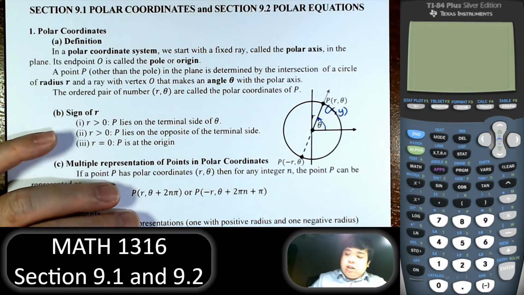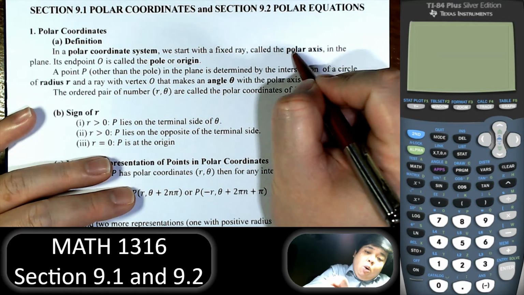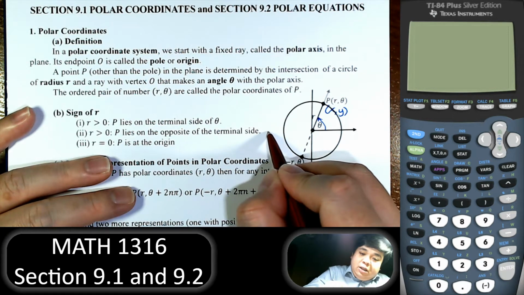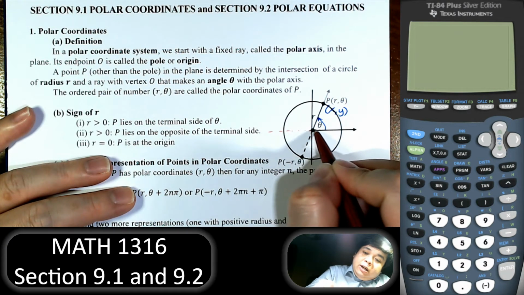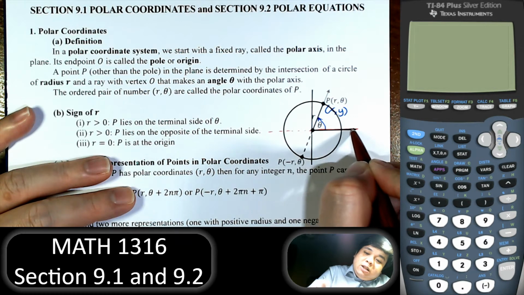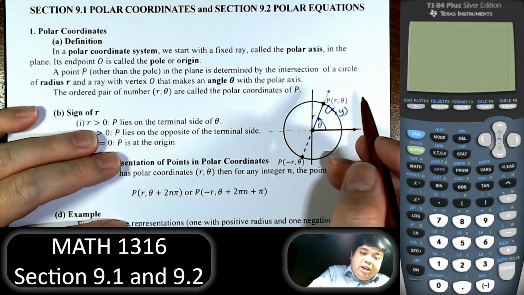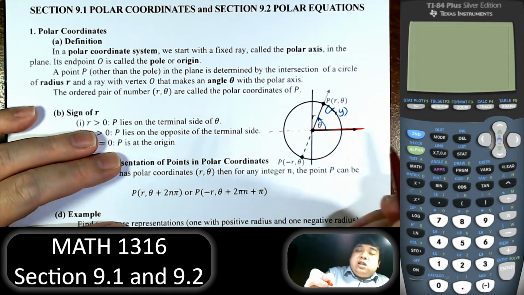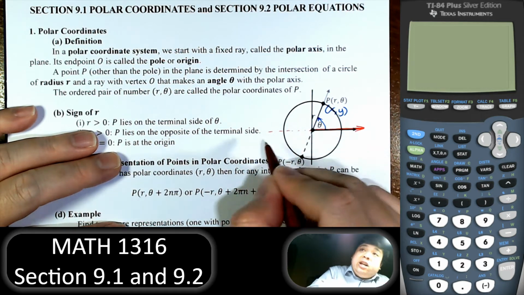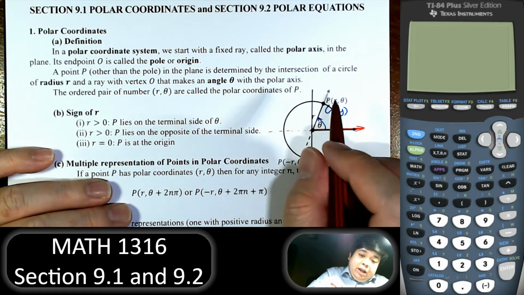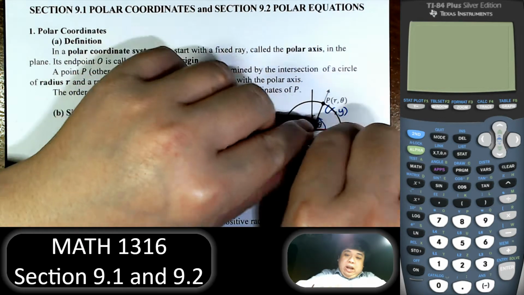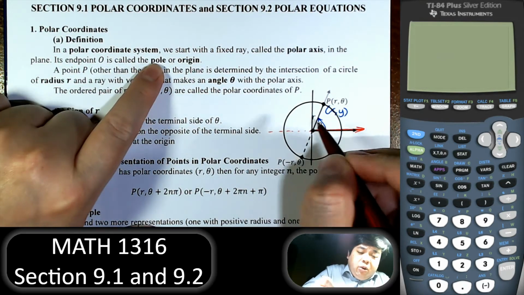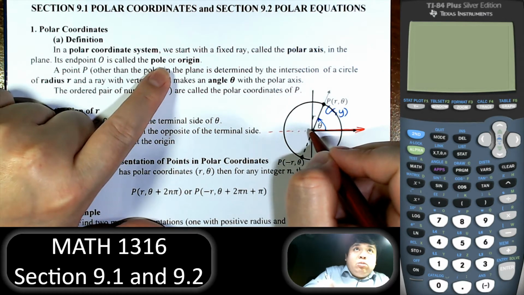In the polar coordinate system, first we have the polar axis. This is the polar axis. It is a ray, so it only goes one side. This is the positive side, and the other side is negative. Of course, we can rotate that ray, but the end of the ray is the point or the origin.